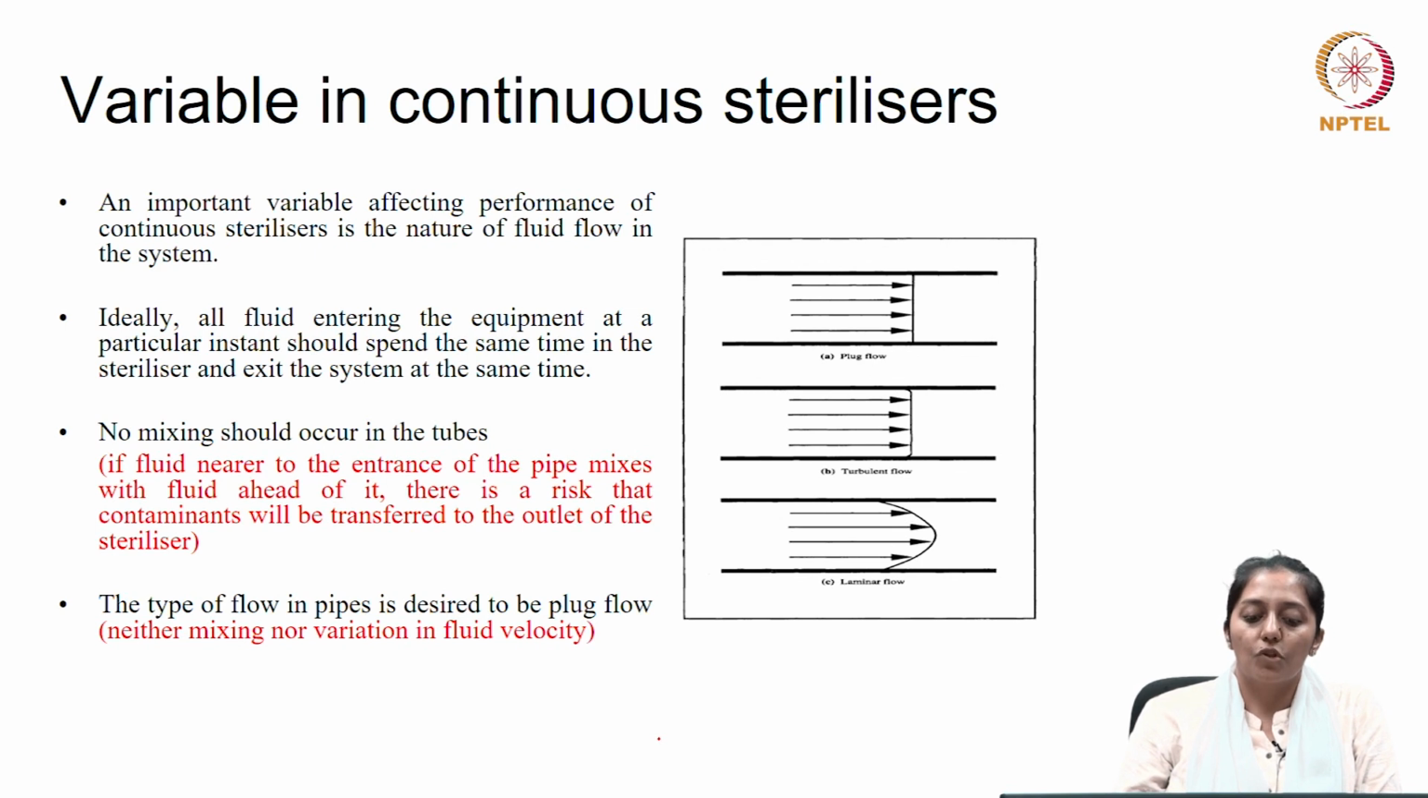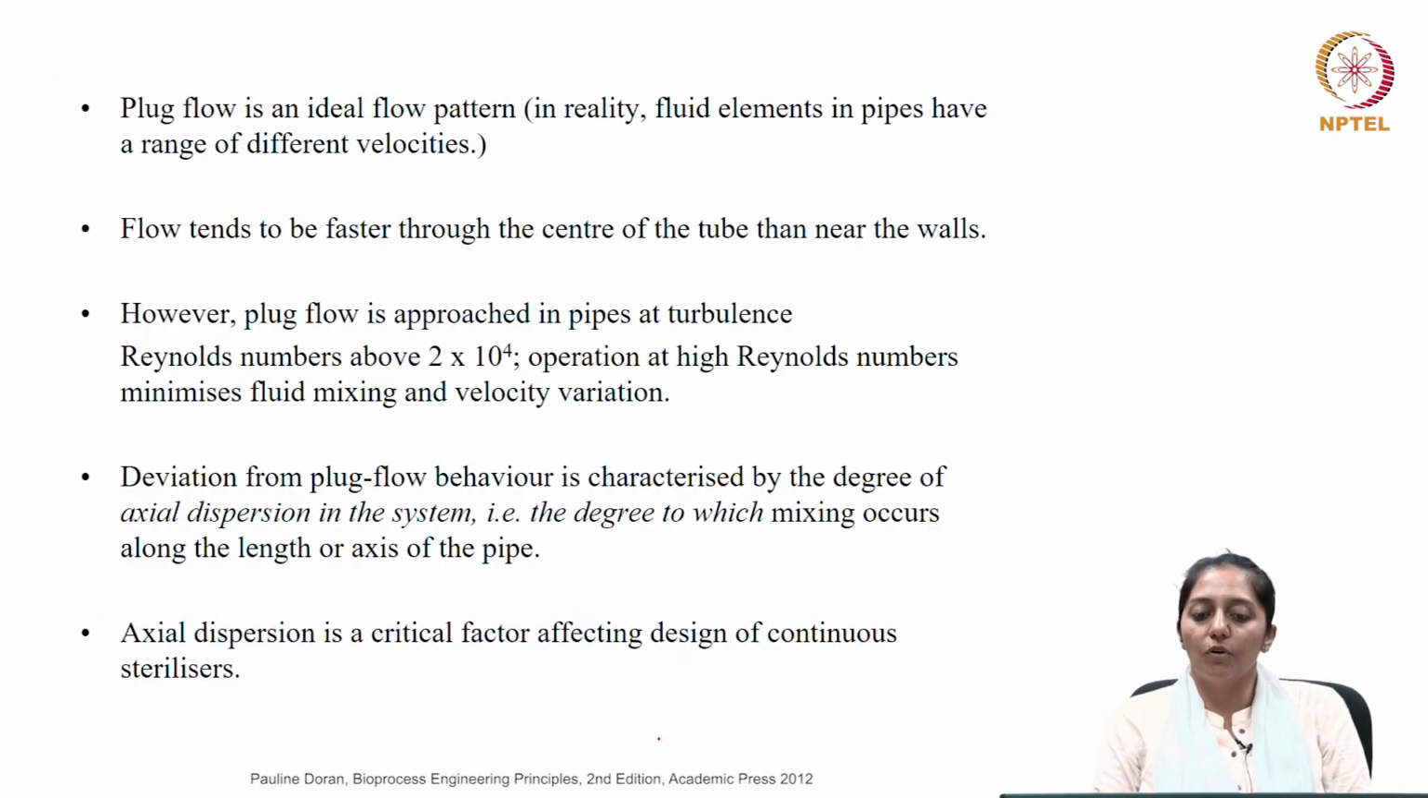No mixing should occur in the tubes. Now if the fluid near the entrance of the pipe mixes with the fluid ahead of it, so if there is back mixing happening, then there will always be a risk that the contaminants will be transferred to the outlet of the sterilizer. So the type of flow in the pipes is desired to be plug flow. So there is neither mixing nor variation in the fluid velocity. So we know that plug flow is an ideal flow pattern.